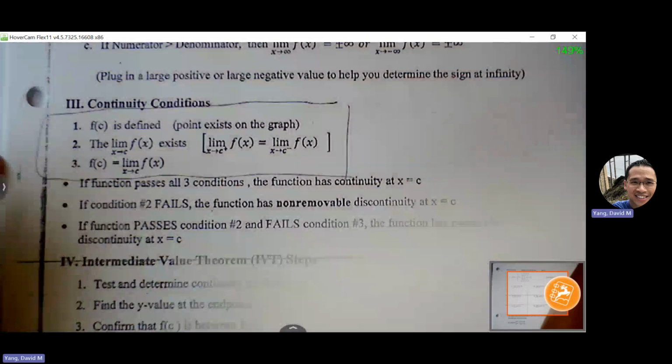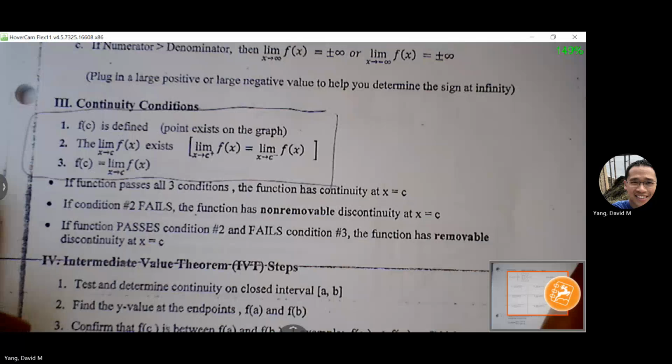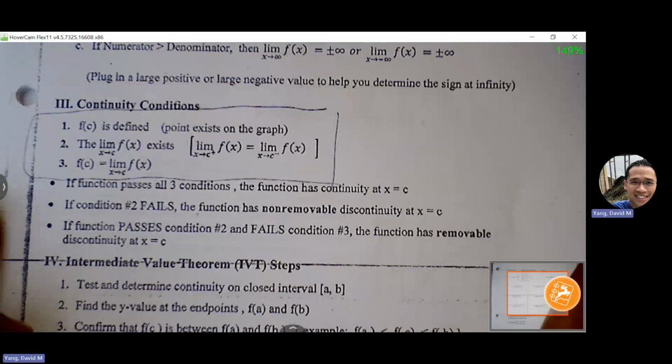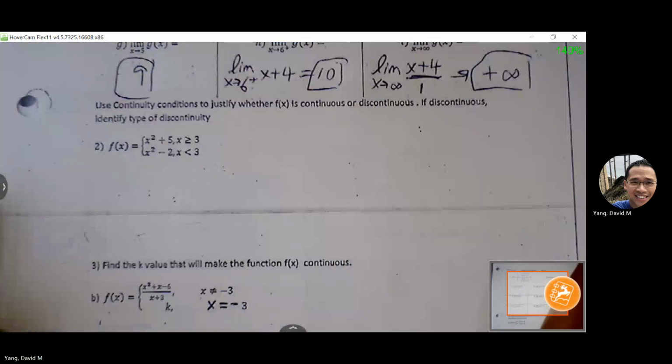Okay. All right, let's try number 2 here. Yes, question. Do you have to say it's a jump for this one here? Stop at non-removable. Yeah, non-removable is fine. Okay, number 2.